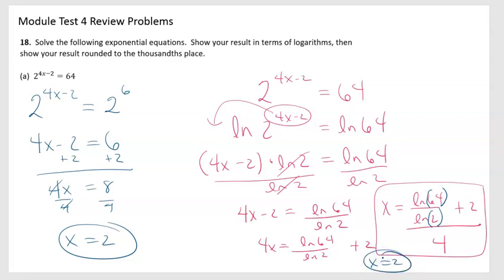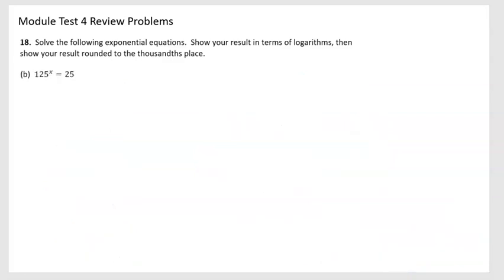So really you can do it either way, but if you can rewrite with a common base, that really is the simplest way to go for a problem like that. For problem B, this is another one that you can rewrite with a common base. 125 and 25 can actually be written with a base 5. So 125 is 5 to the 3rd power.